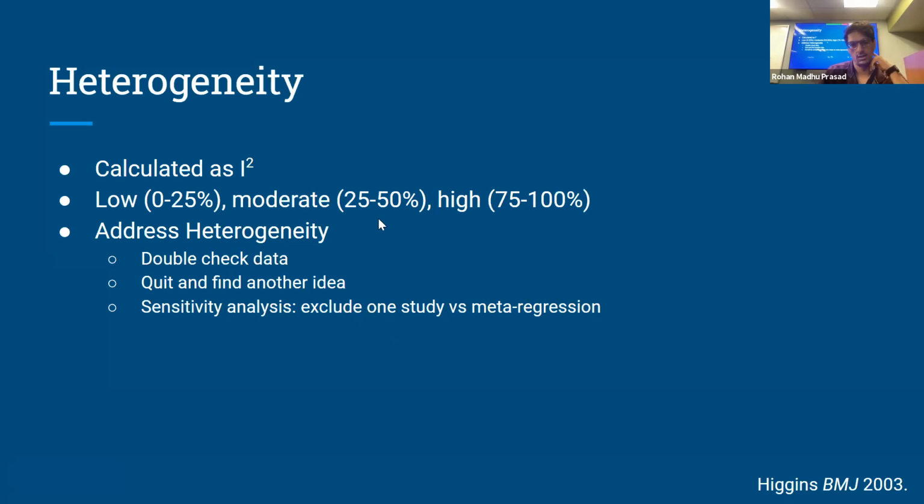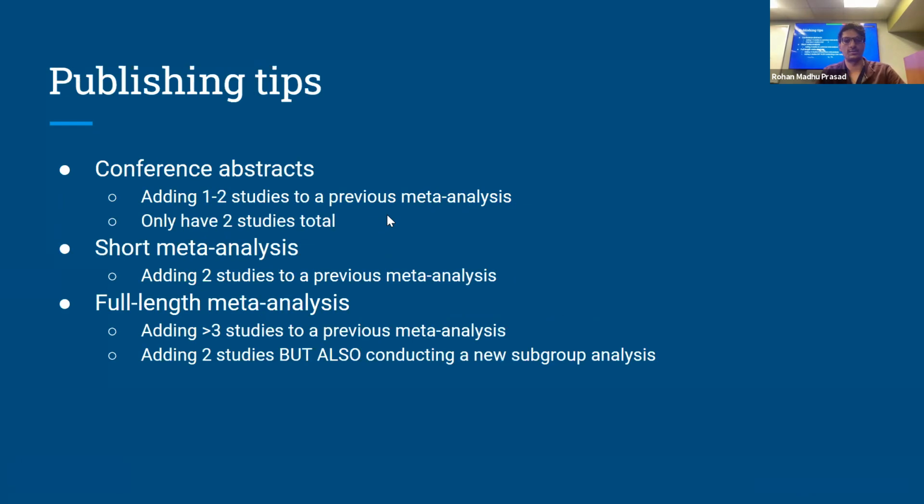So, publishing tips. There are 3 types of ways you can publish a meta-analysis. You can do a conference abstract, a short meta-analysis, or a full-length meta-analysis. For a conference abstract, you really just need to add 1 to 2 studies to a previous meta-analysis. I've added 1 study to a meta-analysis and got it published as an abstract, so it's not too difficult.